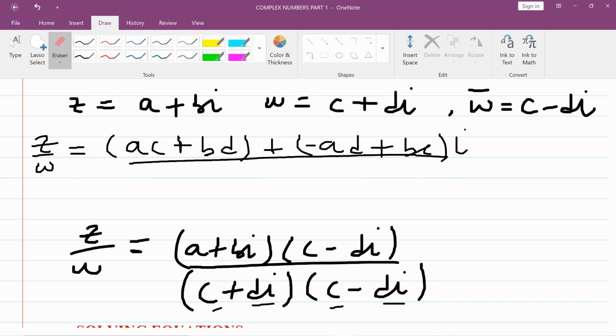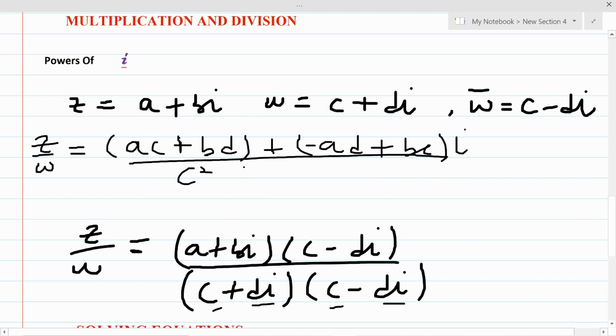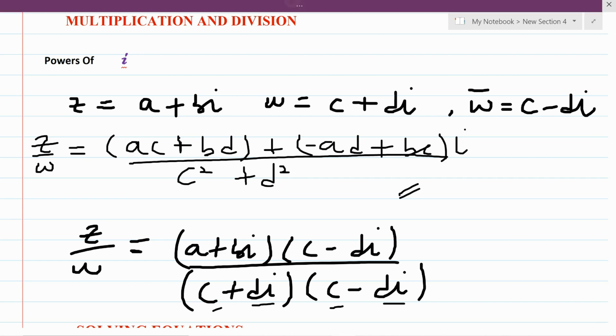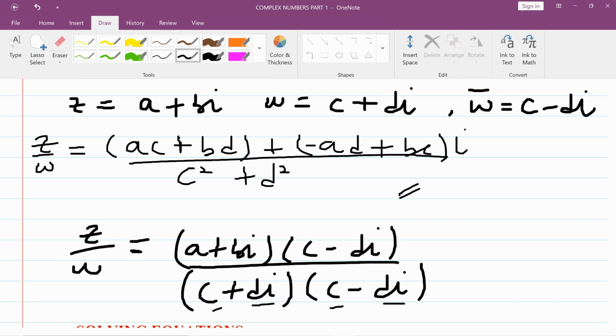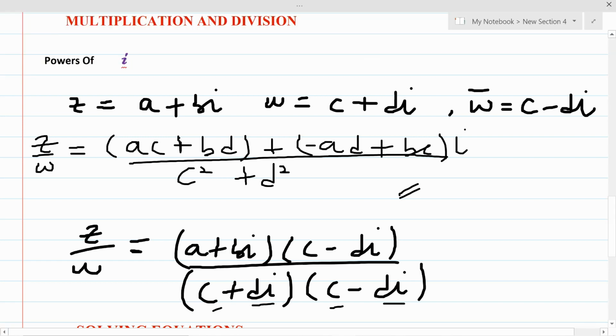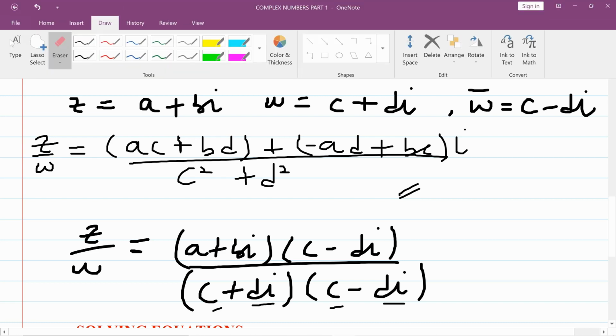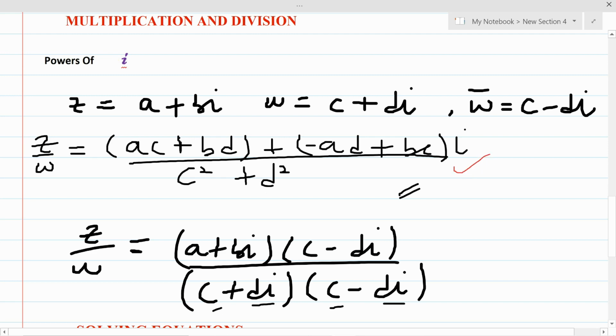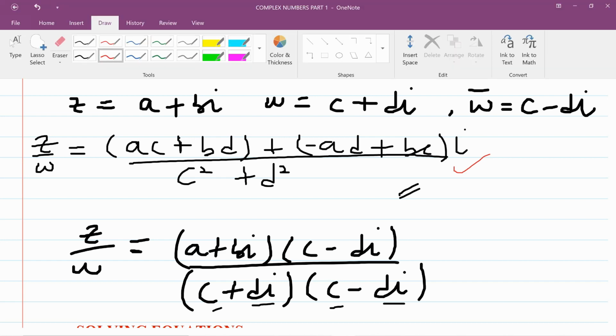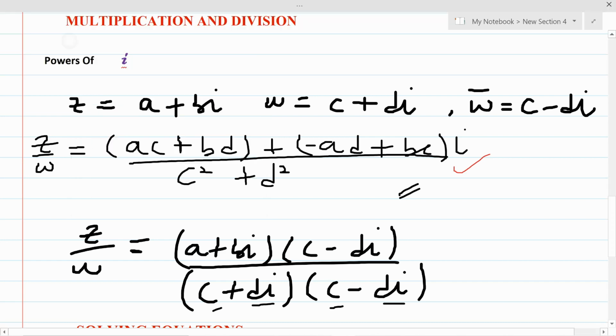C squared plus d squared. Okay, that is it for it. In fact, we're supposed to do multiplication of a complex number and its conjugate complex number, but I hope we're able to understand this. So let's keep this formula in mind, and then let's try to do some simple example, and then we'll understand.